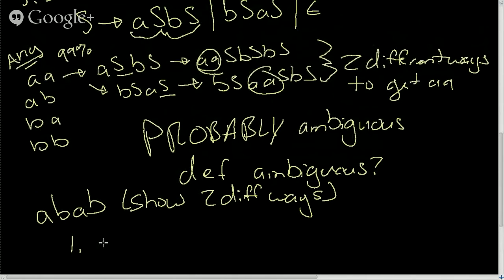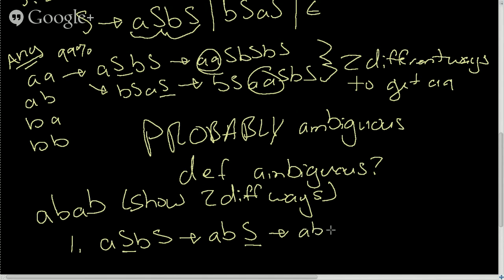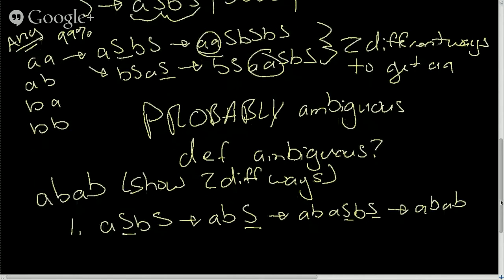So here's number one. If we have ASBS and this S goes to epsilon, then that would give us ABS. And then we can have this S go to ASBS, which gives us AB, ASBS, and then both of these S's would go to epsilon. That would give us ABAB. So there's one.